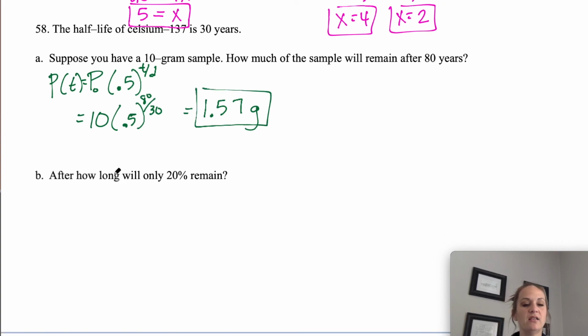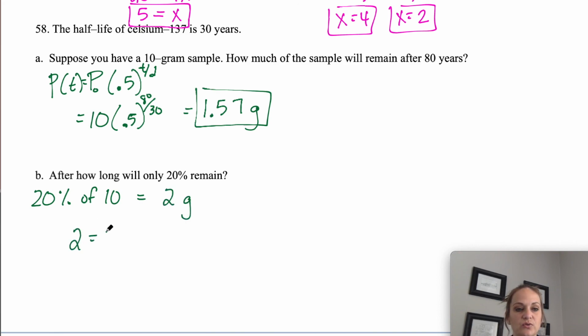Now we want to know how long will only 20% remain. Well, 20% of 10 grams is going to be 2 grams. So we are going to set 2 equal to that. We started with 10 grams. We want to know when we get 2 grams left. We know that every 30 years, half is gone. We want to know how much time it takes in order for this.